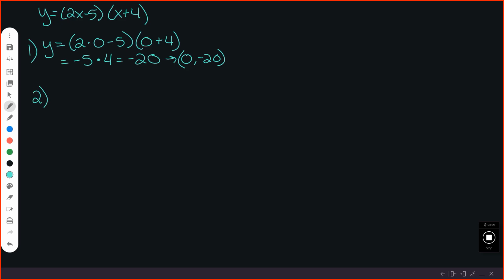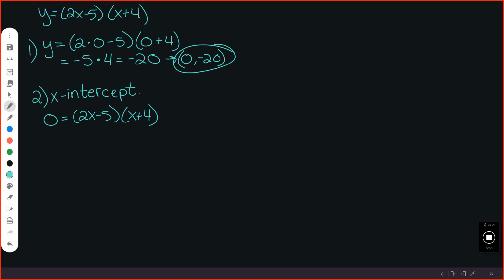Step 2, here is my y-intercept. Step 2 is going to be to find the x-intercepts. So luckily for us, in factored form, it's really easy to find the x-intercepts. The first thing is, remember when we were finding the y-intercepts, we made x equal 0. When we were finding the x-intercepts, we make y equal 0. So 0 equals (2x - 5)(x + 4). So again, all I did was take the y value in my equation and make it 0.